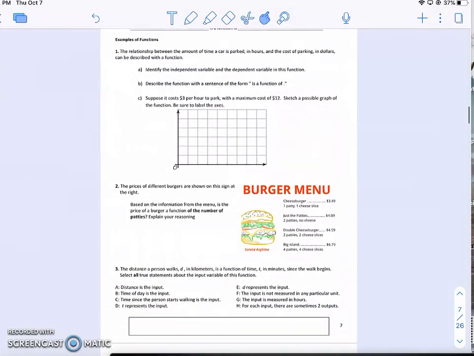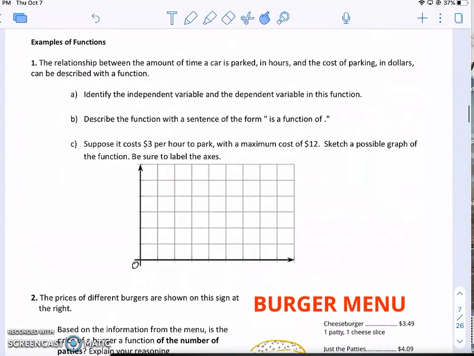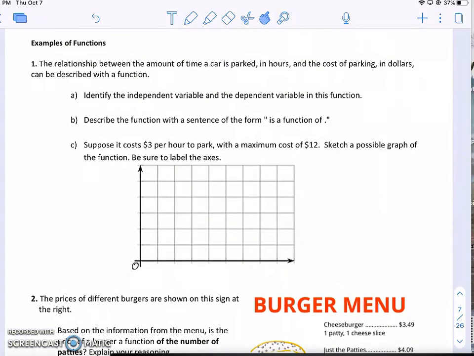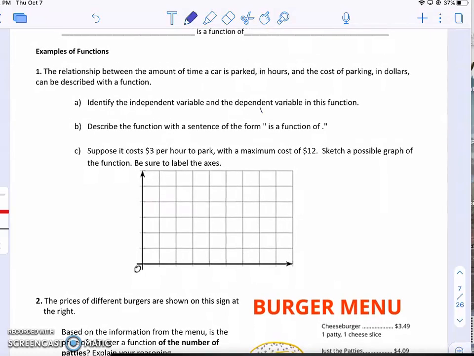So now we're going to take a look at some examples of these functions. The relationship between the amount of time a car is parked in hours and the cost of parking in dollars can be described with a function. Identify the independent and dependent variable. So the cost is our dependent because it depends on the hours parked. So describe with a sentence of the form is a function of. Cost is a function of hours parked.